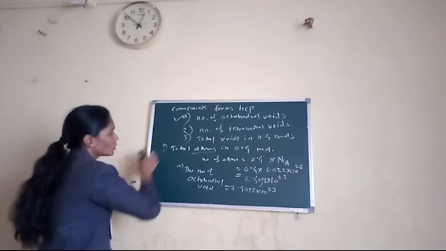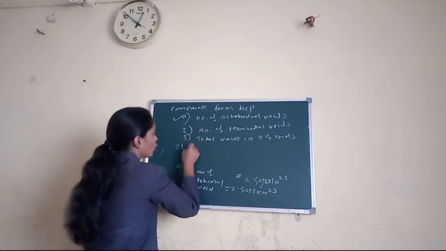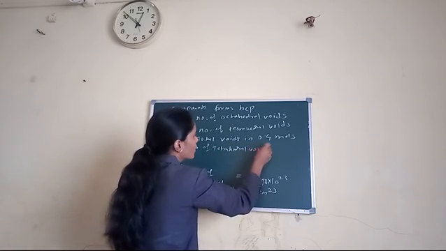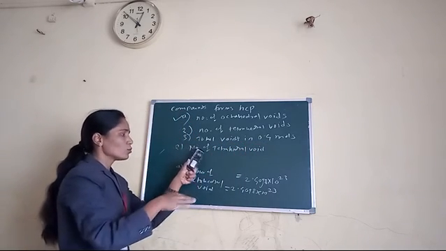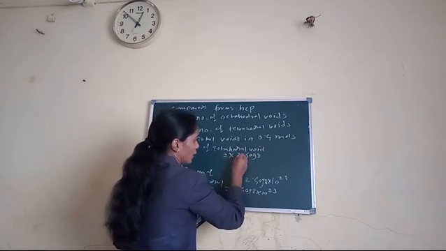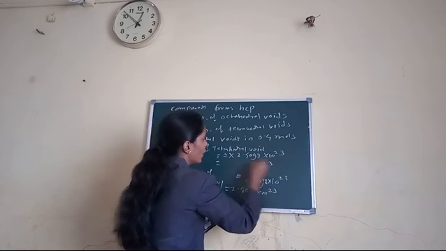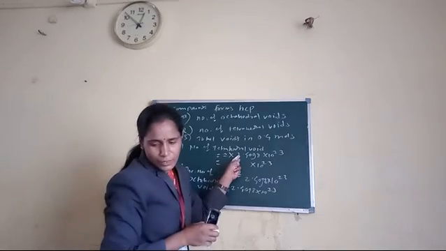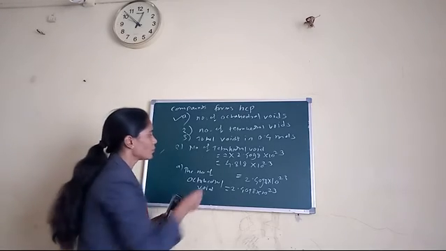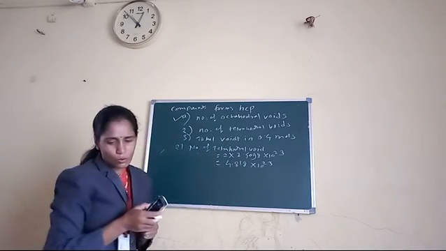Then the second calculation is for the number of tetrahedral voids. The number of tetrahedral voids is twice the number of atoms. Therefore 2 into 2.4098 into 10 raised to 23. Taking 10 raised to 23 as it is, 2 into 2.4098 gives the value 4.818.